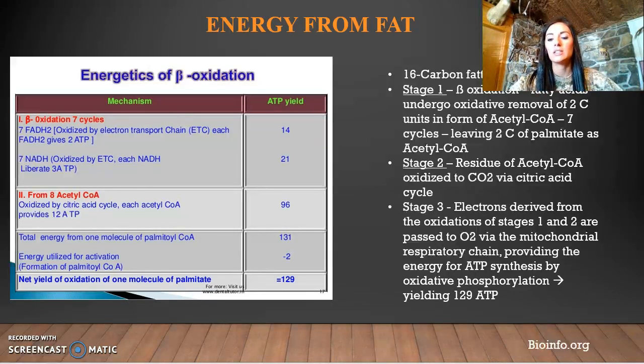Fatty acids undergo oxidative removal of 2 carbon units in the form of acetyl-CoA. There are 7 cycles, and it leaves the last 2 carbons of palmitate as acetyl-CoA. In the second stage, the acetyl-CoA residue is oxidized to CO2 via the citric acid cycle. In the third stage, electrons derived from the oxidation of stages 1 and 2 are passed to O2 via the mitochondrial respiratory chain, providing energy for ATP synthesis by oxidative phosphorylation, which yields 129 ATP.